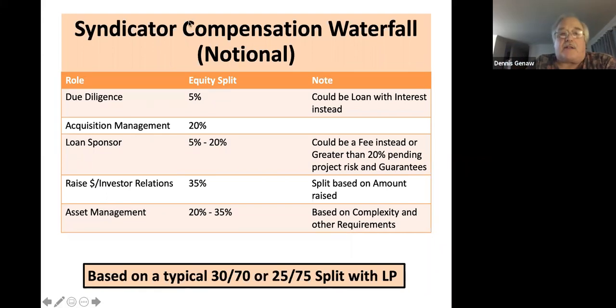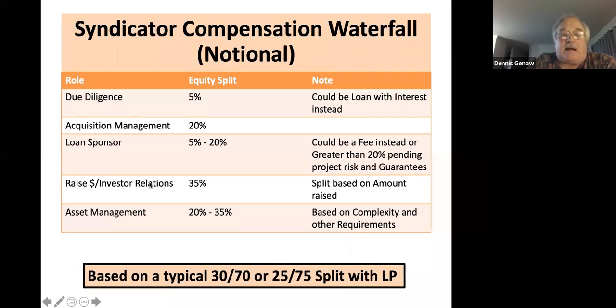And so you're going to see that they're going to take some of these tasks and assign a percentage of their equity split to that task. So the person doing the due diligence might see 5% of the general partnership equity. If you're doing the acquisition management, 20. The loan sponsor somewhere between 5 and 20%. It really shouldn't be much higher than that.